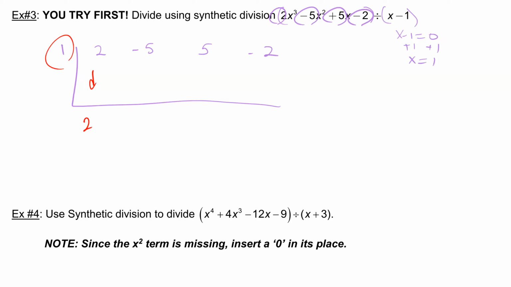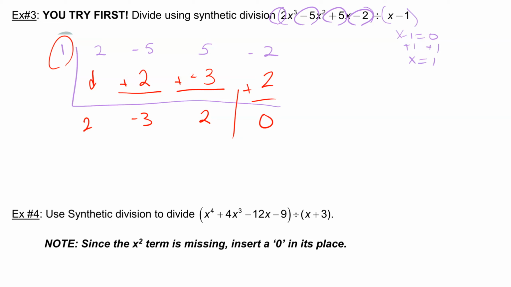Then you multiply these two, right? 1 times 2 is 2. You add this column, right? So add that column, -5 plus 2 is -3. Then multiply, 1 times -3 is -3. Add this column, we get 2. Multiply 1 and 2, we get 2. And then you add them and we get 0. So I have no remainder, which means it goes evenly. So x minus 1 has to be a factor.